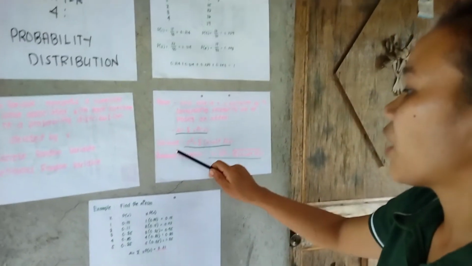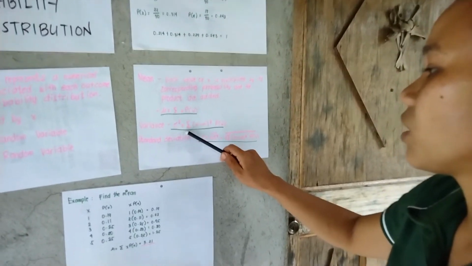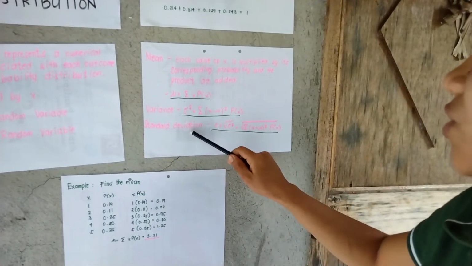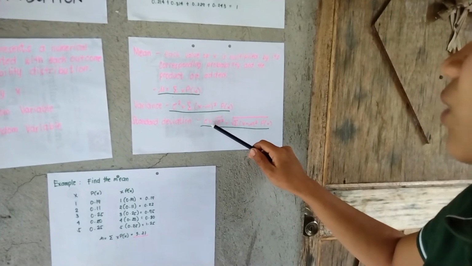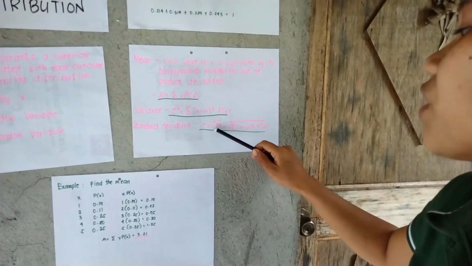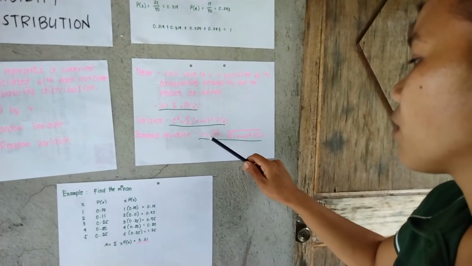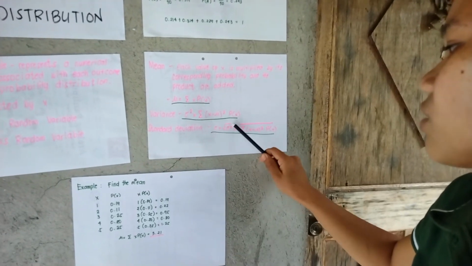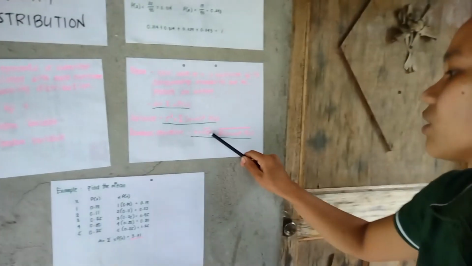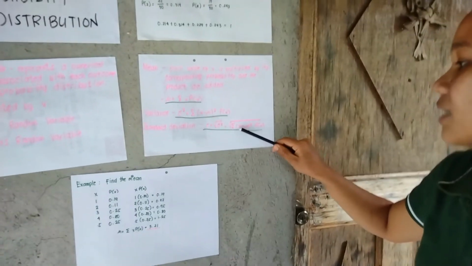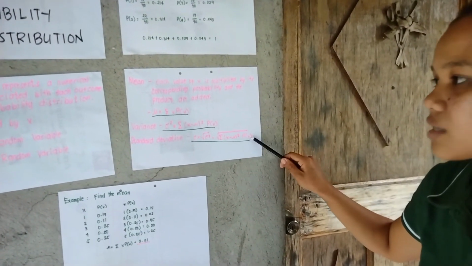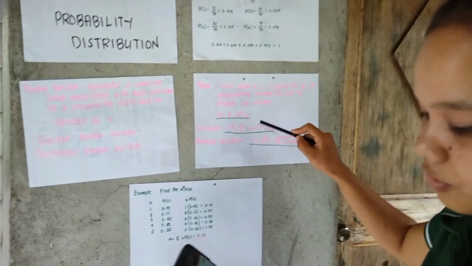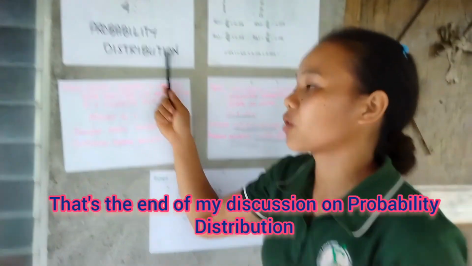The variance, which is the standard deviation squared, is equal to the summation of x minus mean, squared, times P of x. The standard deviation is equal to the square root of the variance. Since the standard deviation is squared in the variance, the square and the square root cancel. So the standard deviation is equal to the square root of the summation of x minus mean, squared, times P of x. And the mean is also equal to the expected value. So that's the end of my discussion about probability distribution.